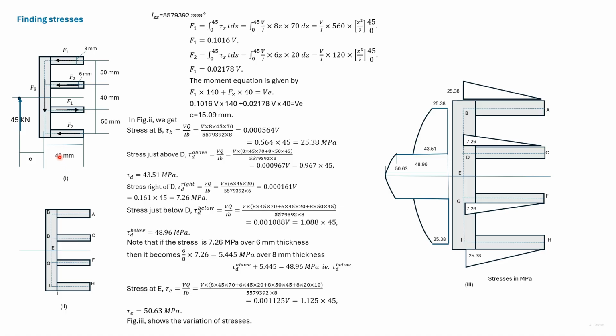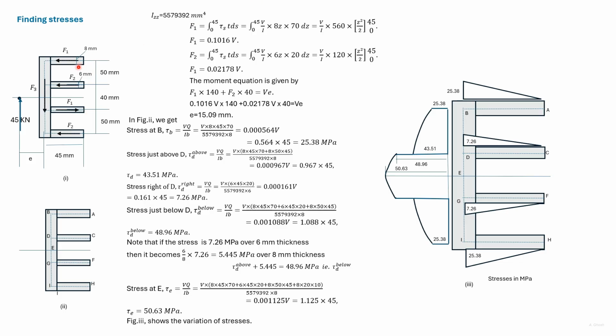Here we find the variation of stress in this section. If a vertical load acting upwards is applied at the shear center, then the shear flow and the corresponding shear forces in the section will be directed as shown. The moment of inertia is given here. It can be found in a straightforward way. We next find the force F1.